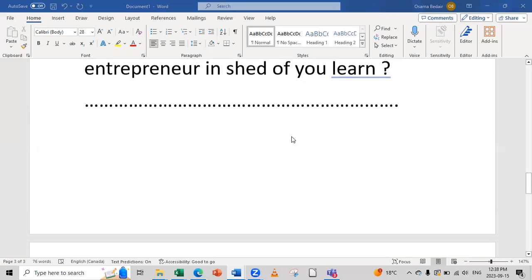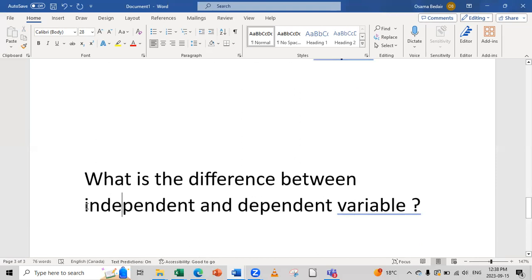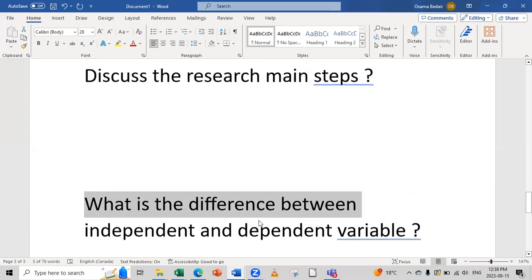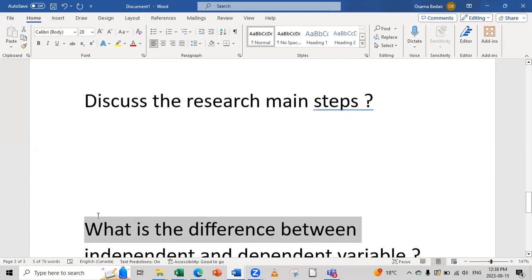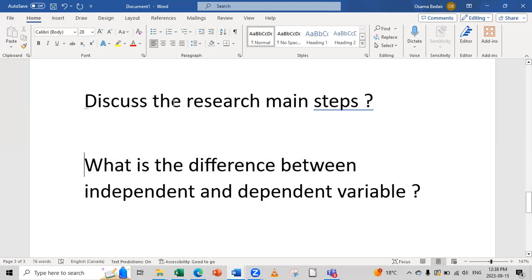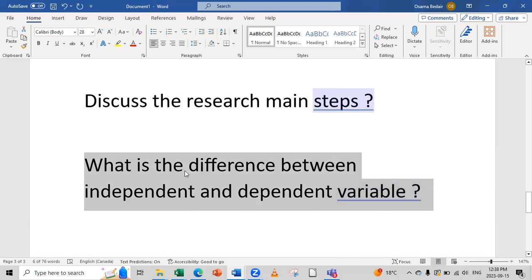We have questions today. Discuss the research main steps, and what is the difference between independent and dependent variables? So we have two questions today: discuss the research main steps, and what is the difference between independent and dependent variables.